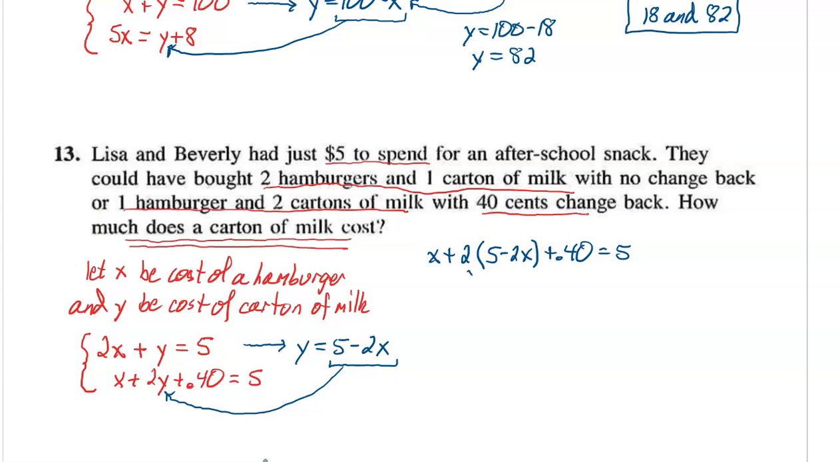Now some distributive property here. This is x plus 10 minus 4x. And I'm going to right now subtract the 40 cents from both sides, getting 4.60 on the right. Now combine like terms. 1x minus 4x is negative 3x. And now I'm going to subtract 10 from both sides, getting negative 5.40. Next, divide both sides by negative 3. And the result is 1.8.